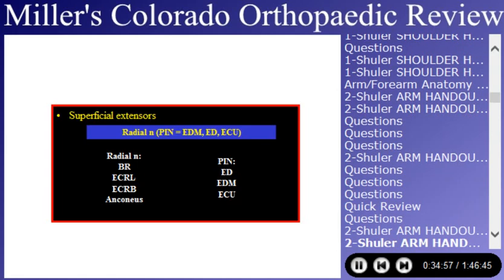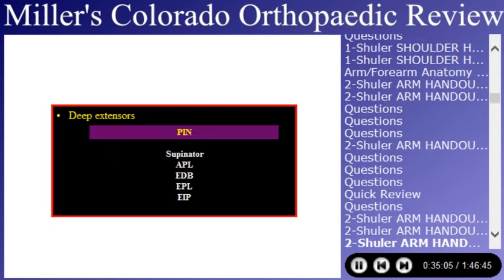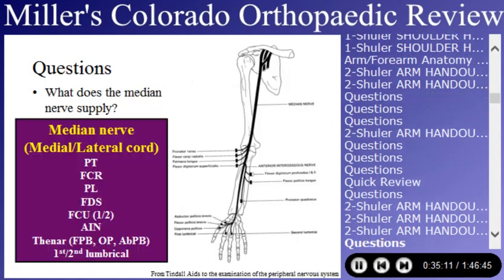Superficial extensors, I have listed here the radial nerve innervated ones, posterior interosseous innervated, deep extensors, PIN, shown here. The median nerve supplies the structures listed. Once again, look at your diagram for the anterior interosseous nerve. Last to come back, pronator quadratus. And for some odd reason, they love pronator quadratus in cross-sectional anatomy.